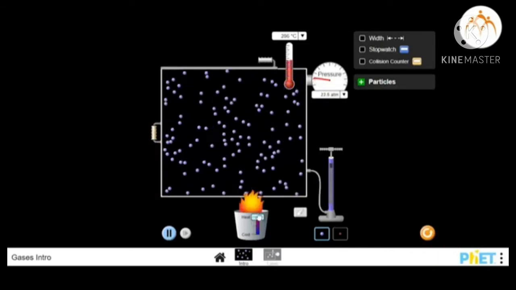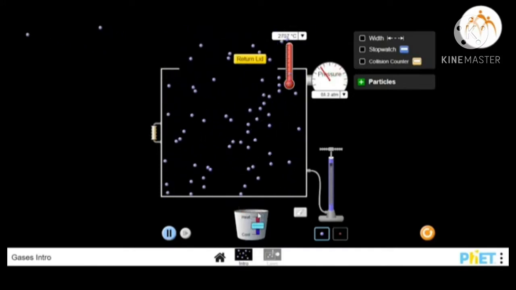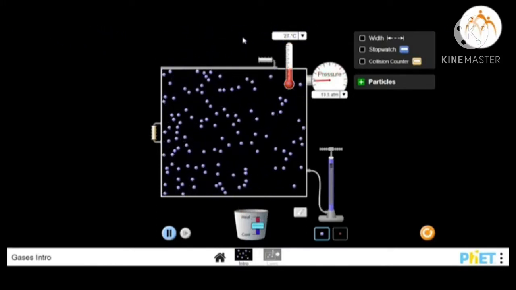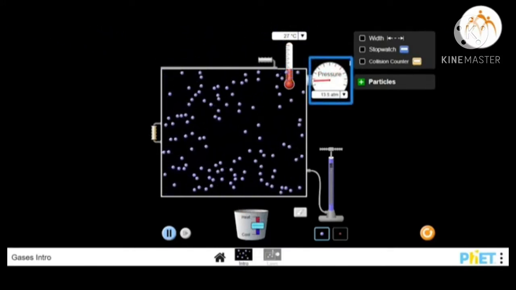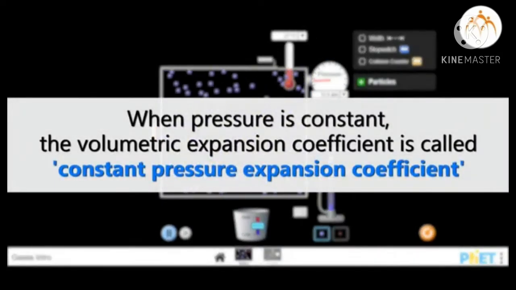Pressure will increase and eventually the lid will be blown away. Expansion of gas can be measured by keeping its pressure constant. This volumetric expansion coefficient is called the constant pressure expansion coefficient.